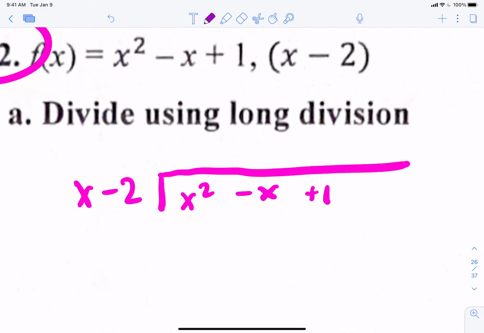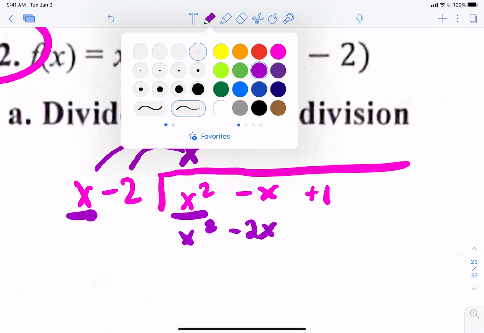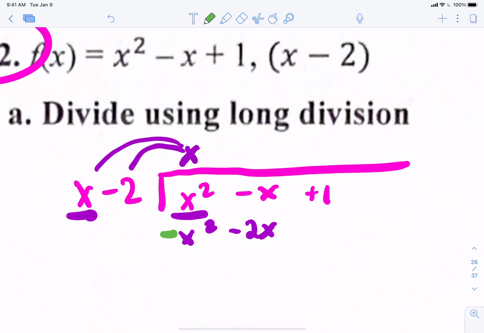First thing that we do, what do we ask ourselves first? What can you multiply by x to get x squared? X. So x goes on the top. Okay? Then you multiply back through. X times x is x squared. That goes down here. Then you take x times negative 2, negative 2x. And then what? You switch signs. So minus, and then this guy becomes a plus. And then we cross stuff out. X squared cancel out. If they don't, you did something wrong.